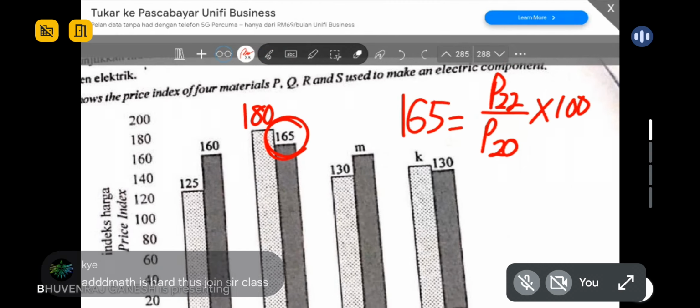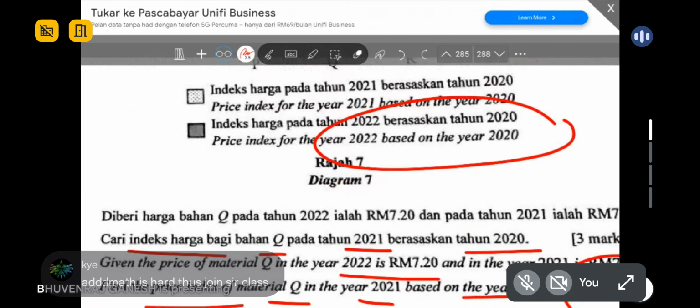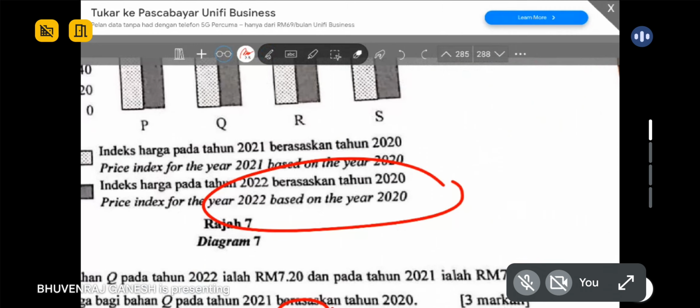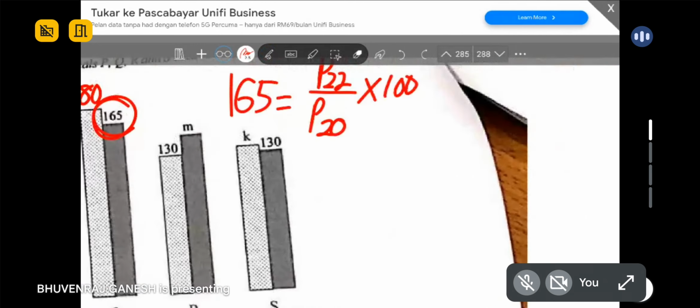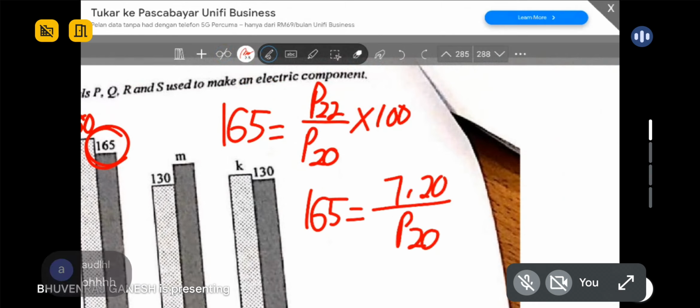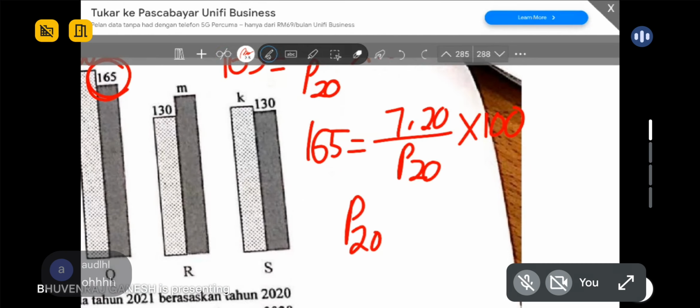Setuju, guys? This is the formula, right? P2022 over P2020. And 2022 dia ada harga kan? Dia already tell you 720. Am I right? So 165 equals 720 over P20 times 100. So you can find the answer, right, guys? Boleh cari jawapan. Tadi kamu tak ada info ni kan? So kamu boleh dapat dah sekarang. You can find the information. So your answer is 4.36.